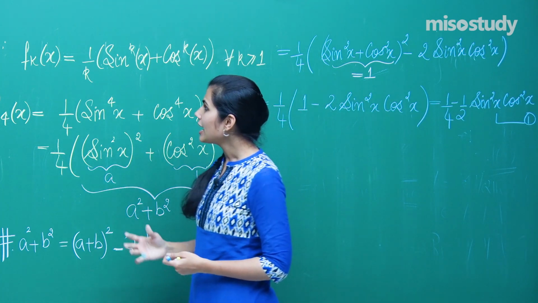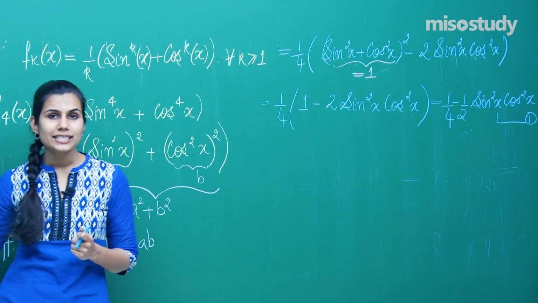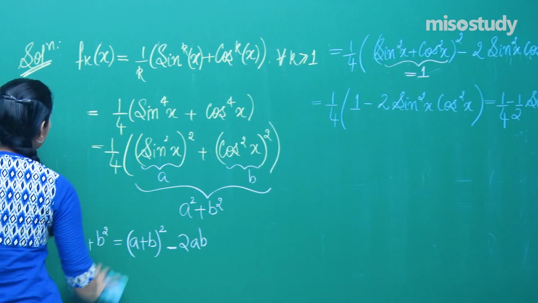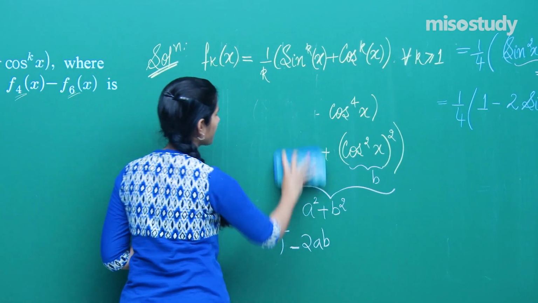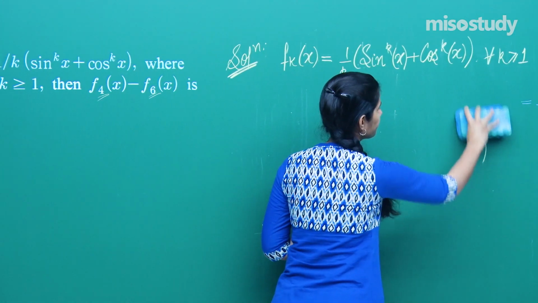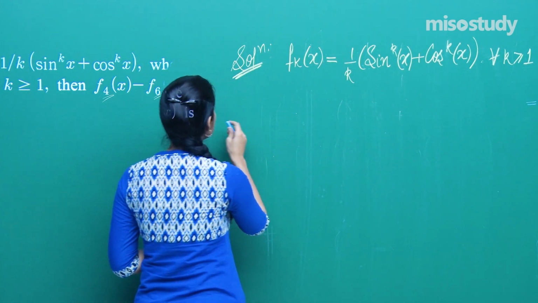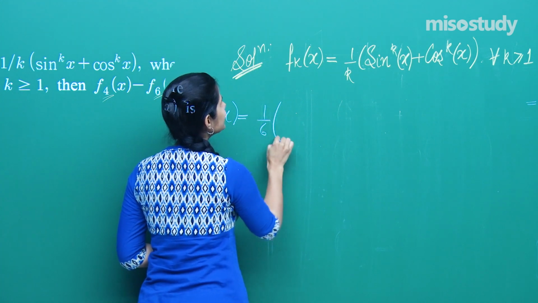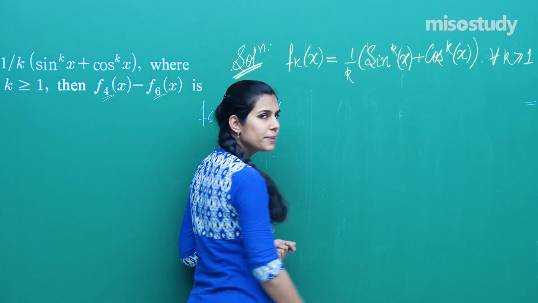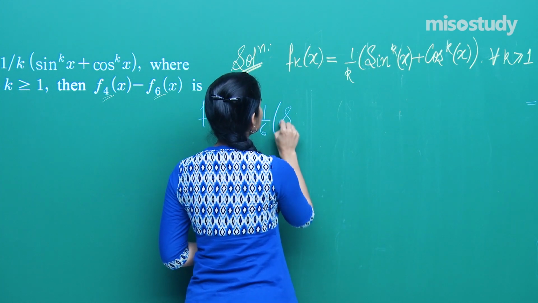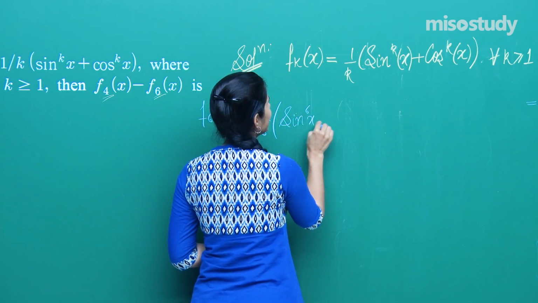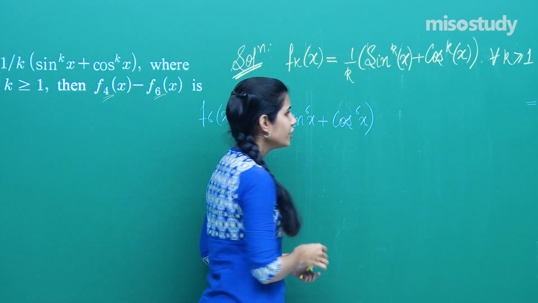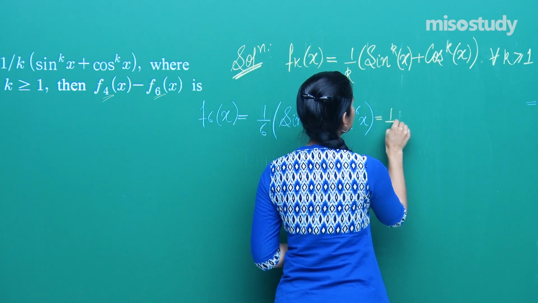f4x. It's now time to get along computing what is actually f6x. So let's start computing f6x. If I start, this is 1 by 6. Just substitute k equals 6 in place. You get sine 6x plus cos 6x, which is equal to what?